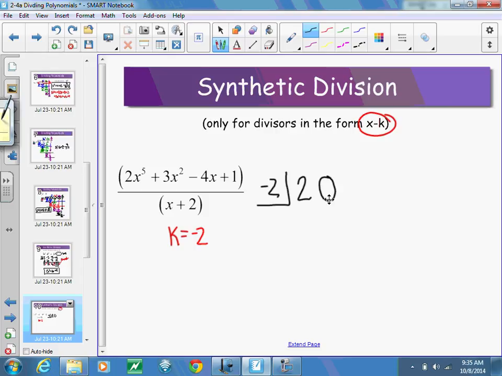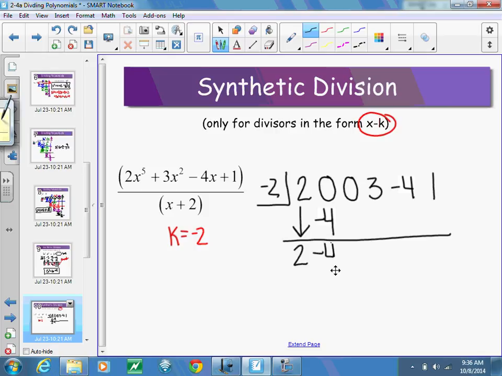So since I'm missing x to the fourth, I have to put a 0. Since I'm missing x to the third, I have to put a 0, and then I can fill in the remaining of 3, negative 4, and 1. Drop down the first term, which is 2, and then we multiply. 2 times negative 2 is negative 4. Add, and I get negative 4.